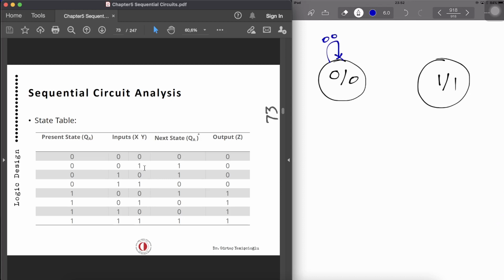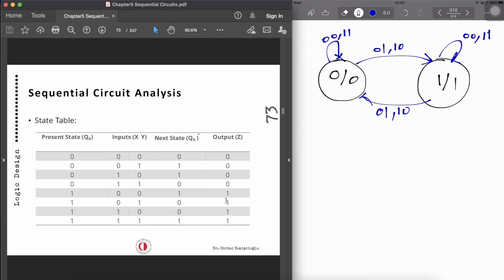0, 1, next state is 1. 1, 0, next state is 1. 1, 1, next state is 0, 0. Then, when we are in present state 1, inputs 0, 0, we stay. With 0, 1, it goes back to 0, sorry. 1, 0 goes back to 0. 1, 1 stays. And this is the state diagram of our circuitry.